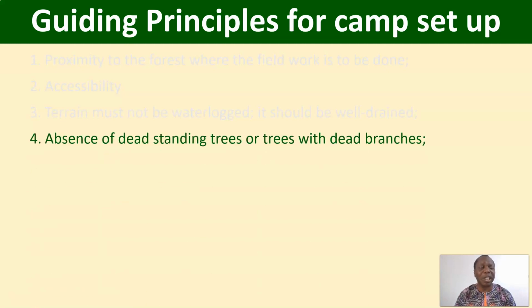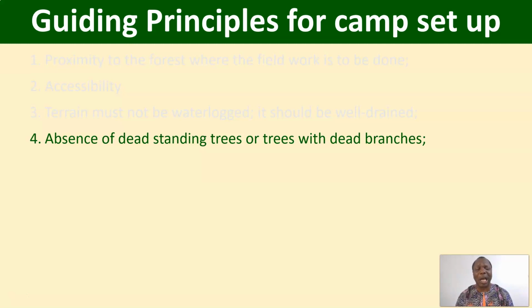Now, the fourth one is absence of dead standing trees or trees with dead branches. So in other words, when you get to the location that you are considering as a possible campsite, you have to look around you. Be sure that there are no standing dead trees there. Just look around everywhere. Also be sure there are no trees around with dead branches. The reason for this is that wind do blow.